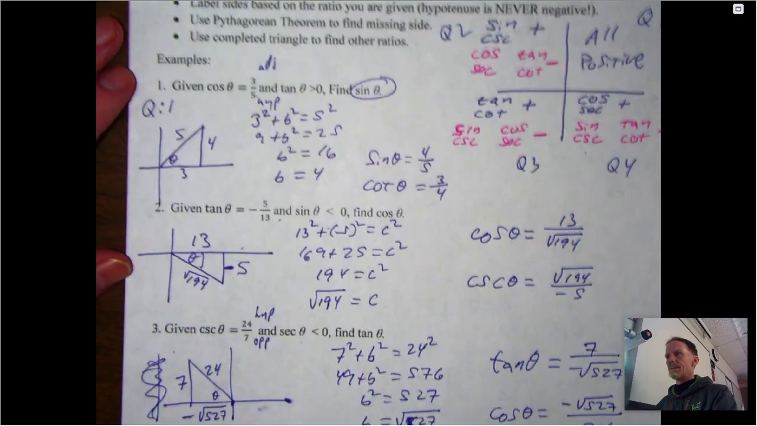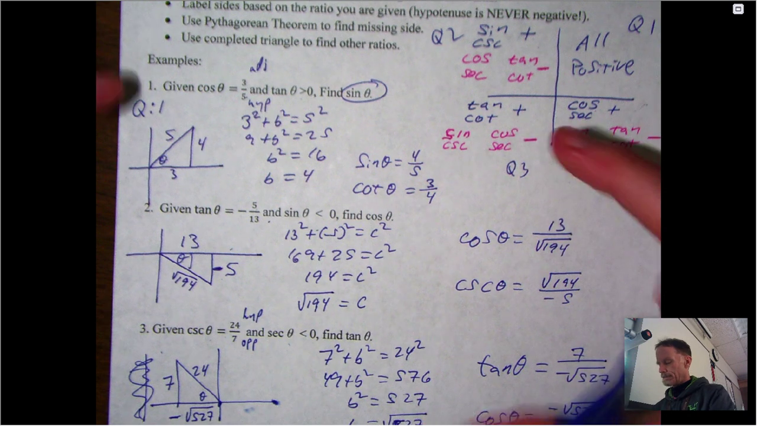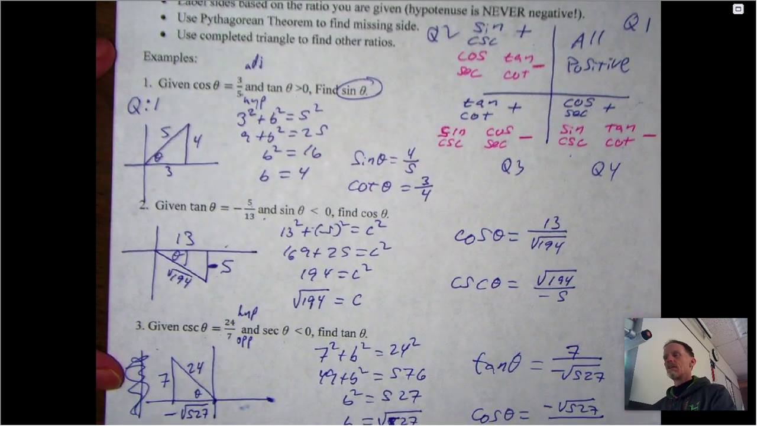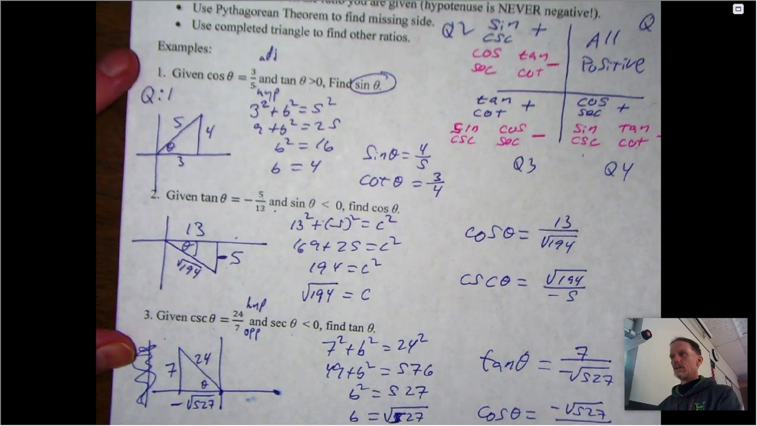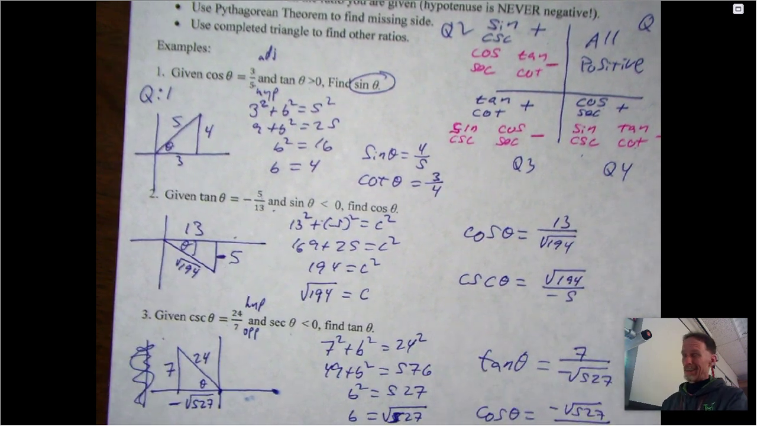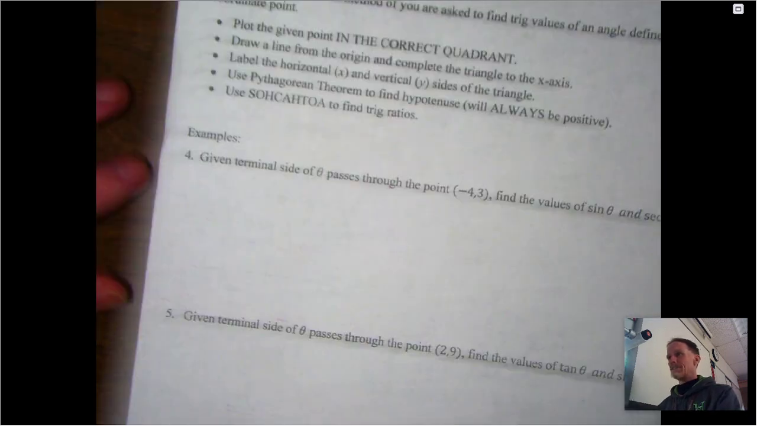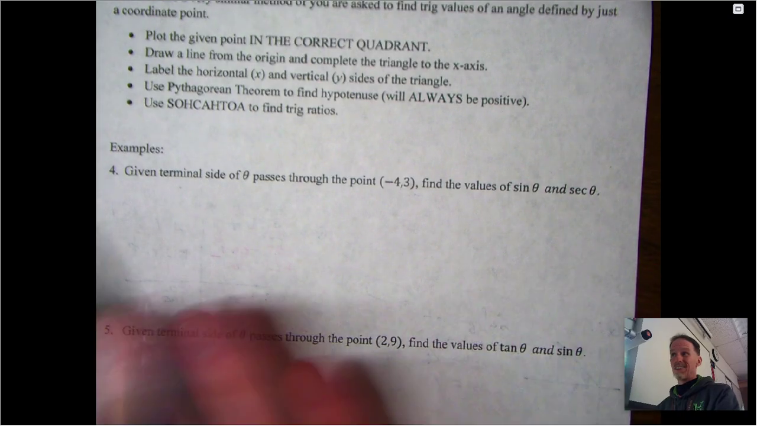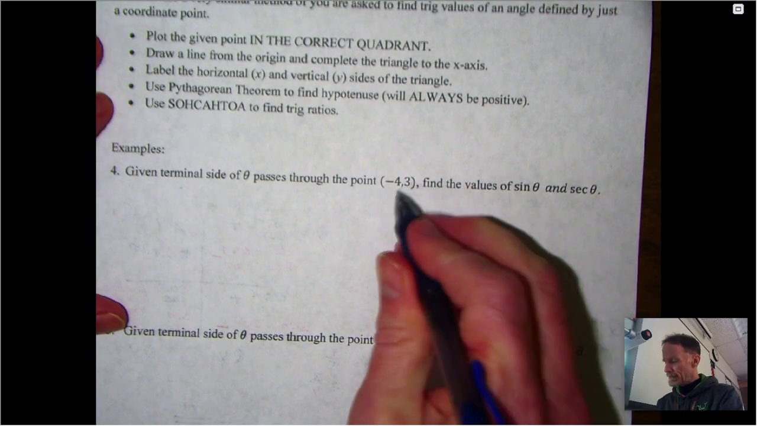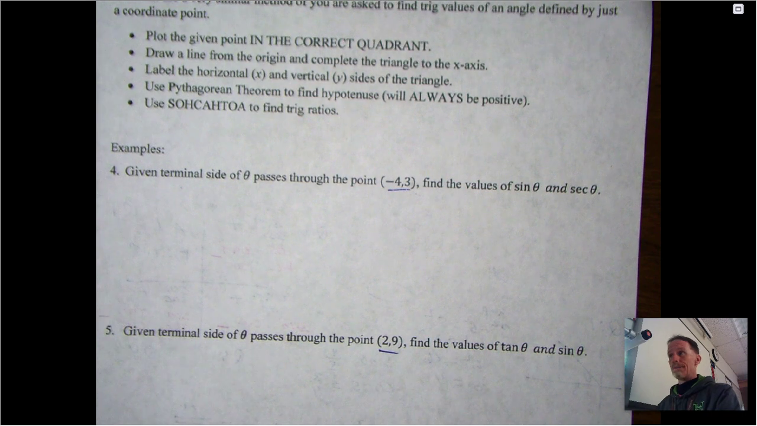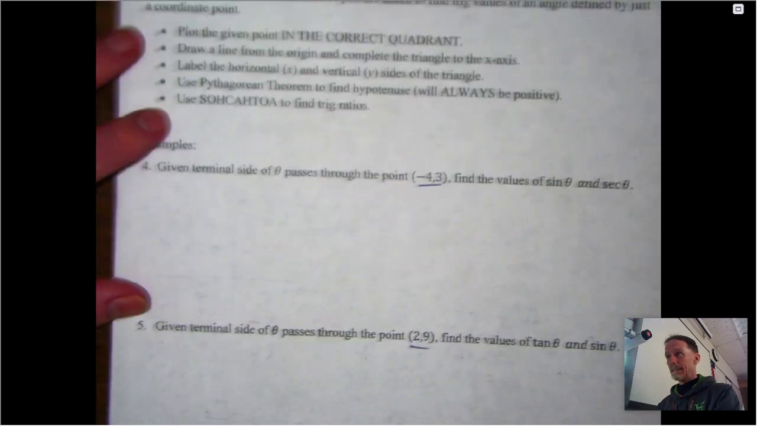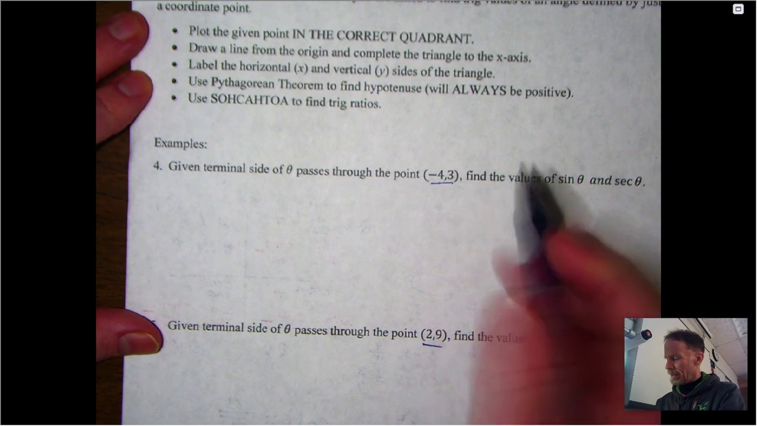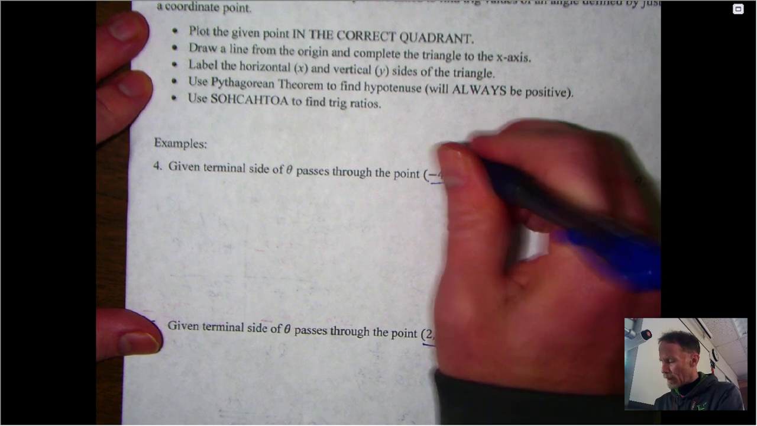Okay, so that's the first kind of problem you can see on these 4 quadrant questions. The next set is actually easier, to be honest with you. The next set is when we're given a point on the terminal side of the angle. These are easier because given the point, you know right off the bat what quadrant you're in, right? So again, it's similar steps. If it's negative 4, 3, we know that's going to be in quadrant 2.